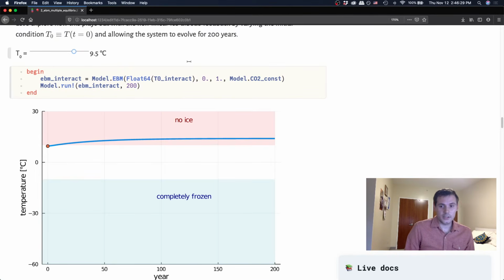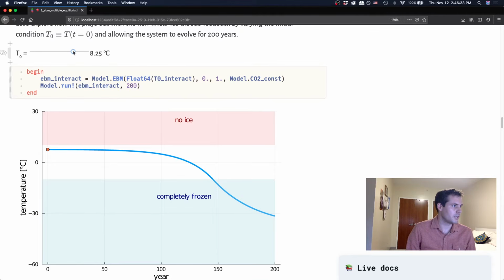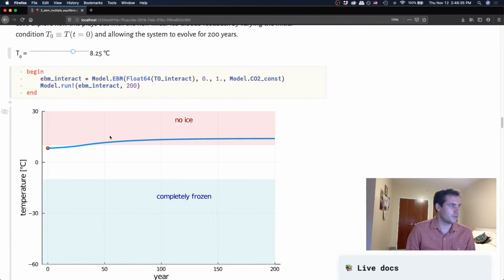It gets interesting now once we start dropping below 10 degrees. So you'll notice that even for 8.25 degrees, we're starting out in a region where we have partial ice cover. It's not greater than 10 degrees, so there's still some ice, but the ice albedo feedback's not quite strong enough to overcome the incoming solar radiation, and we're still going to warm up and reach that no ice equilibrium state.